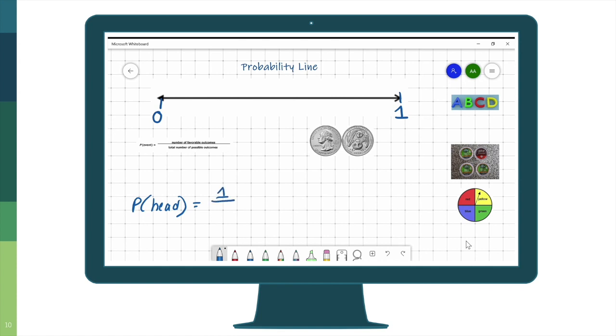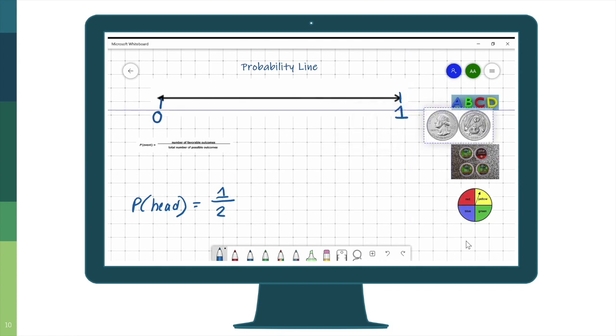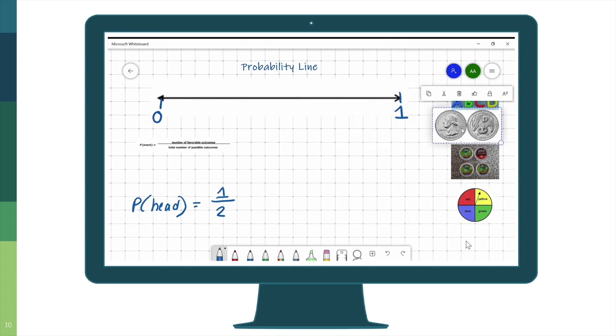And our denominator is represented by our total possible outcomes. We have 2 possible outcomes when we flip our coin. And so we have a fraction of 1/2. Well, where do we plot 1/2 on our number line? Right in the middle of 0 and 1 is where we would represent 1/2.